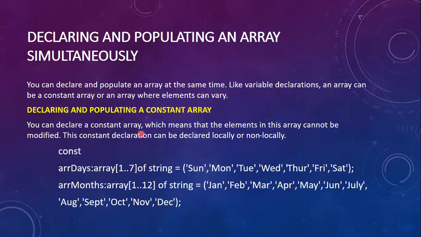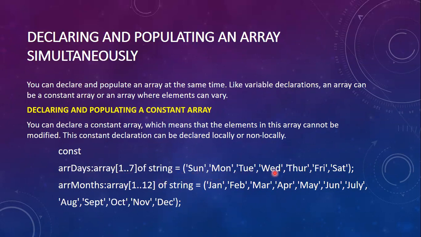You can declare a constant array, which means the elements in this array cannot be modified. So I cannot change it, it is fixed. The constant declaration can be declared locally or globally. So for example, array days. Don't forget your word array. Then I know there are 7 days, 1 to 7 of string.